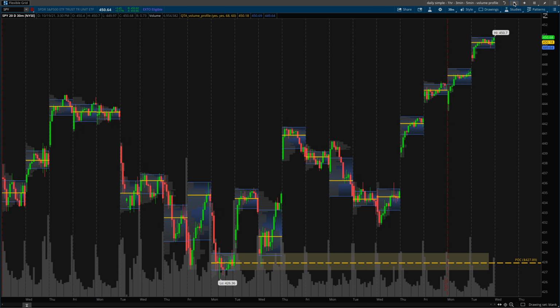So let's turn on the candlesticks and let's see what happened as price came back down to it. We can see buyers were present in this area, as well as we touched the point of control, and instantly price was rejected off of it, and we ended up flying from that level.